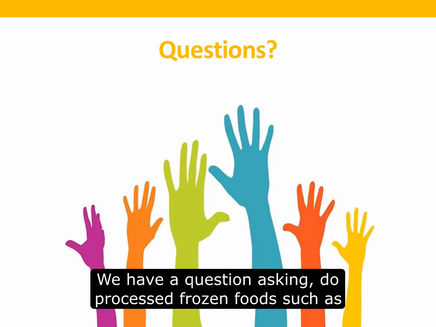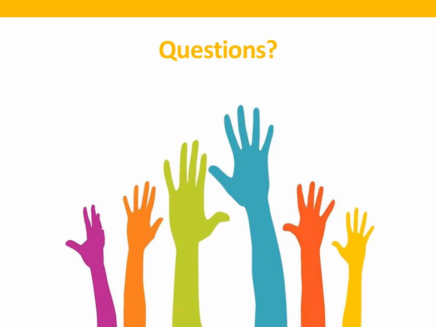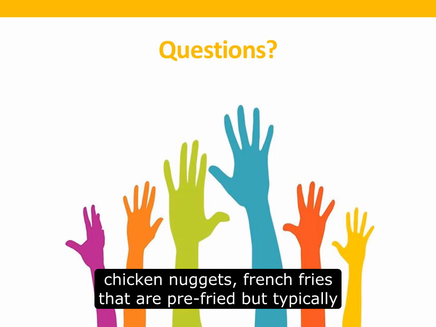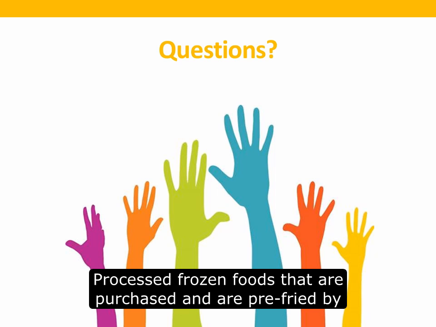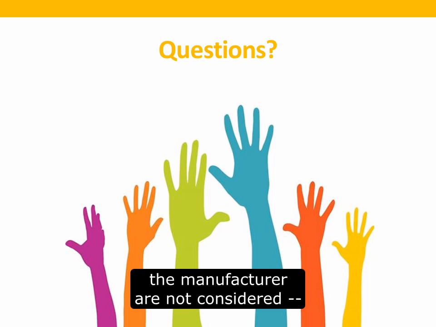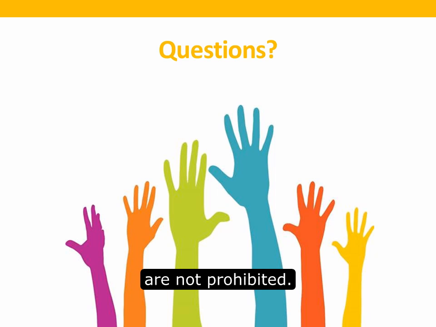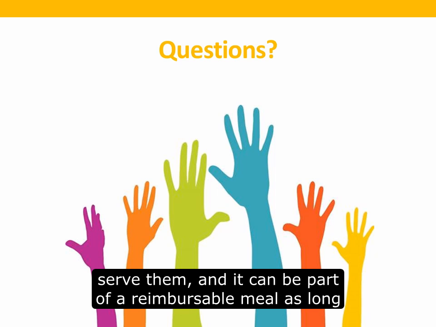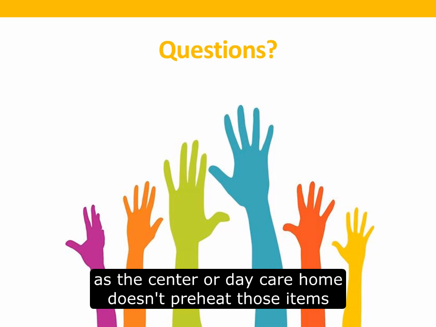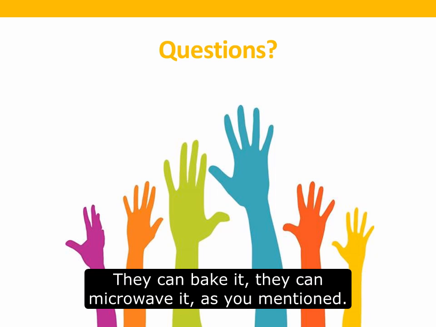We have a question asking, do processed frozen foods such as chicken nuggets and french fries, that are pre-fried but typically baked or microwaved, count as deep fat fried foods? Processed frozen foods that are purchased and are pre-fried by the manufacturer are not prohibited. The center or daycare home can still purchase, reheat, and serve them, and they can be part of a reimbursable meal, as long as the center or daycare home doesn't prepare those items with frying. They can bake it, they can microwave it, as you mentioned.